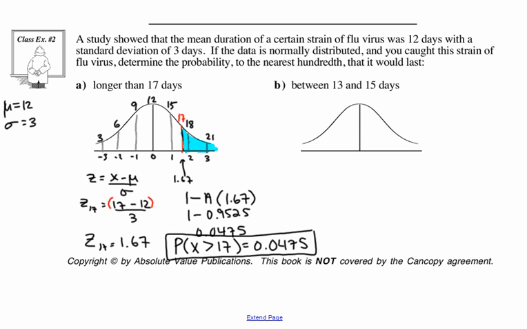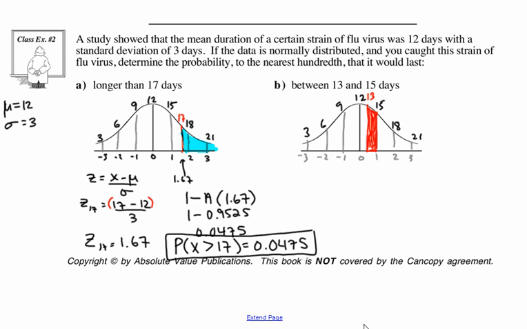All right, next one. So again, same problem, 12. I'm just going to draw in these 1, 2, 3, 0, -1, -2, -3. And our true values, so adding 3 to each one, go to the right, 15, 18, 21, and then 9, 6, and 3 again. So we want the probability that it's between 13 and 15 days. So you need to find the z-score for each. You could probably figure out the z-score for 15 without even using the formula.